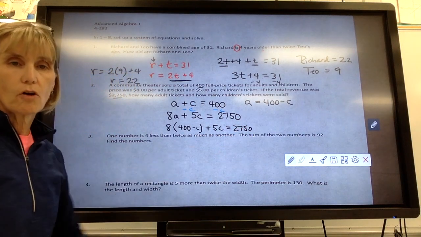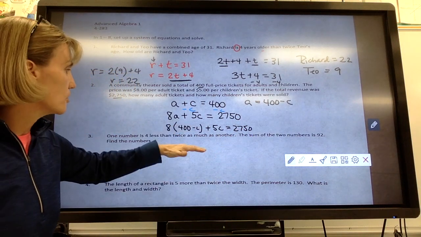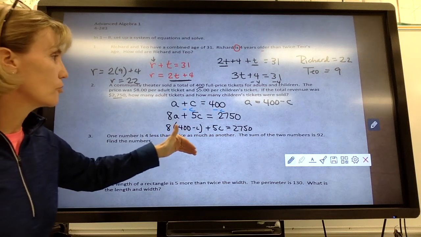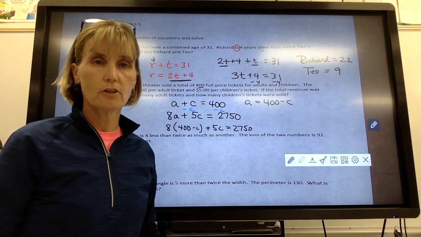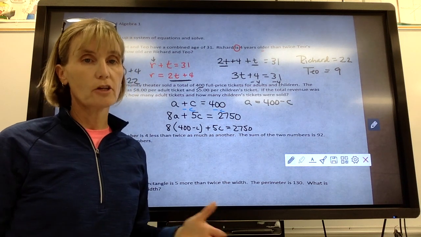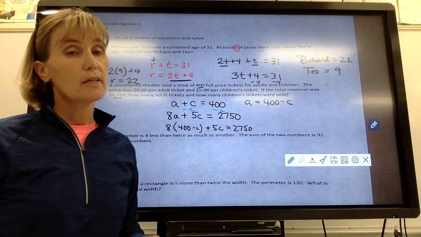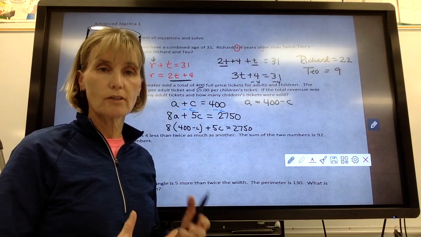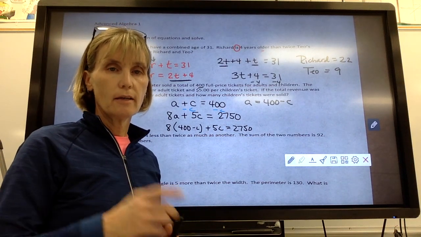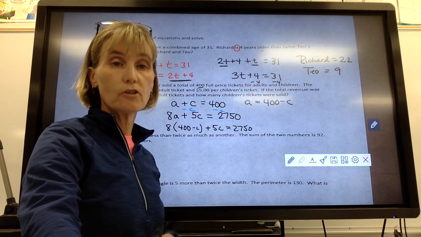I'm going to let you solve that from there. You're going to get a value for C, your children's tickets. And then when you get an answer, you're going to plug it in to figure out how many adult tickets you sold. And then always go back and check your answer. This is not an easy worksheet. Coming up with some of these equations takes a lot of practice. Just wrestle through it, persevere, and give it your best shot. Join the Zoom if you have questions.